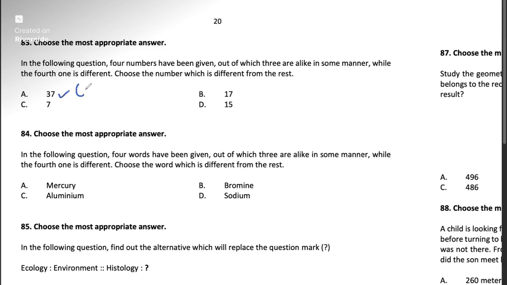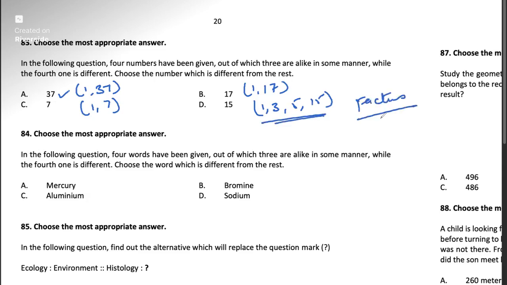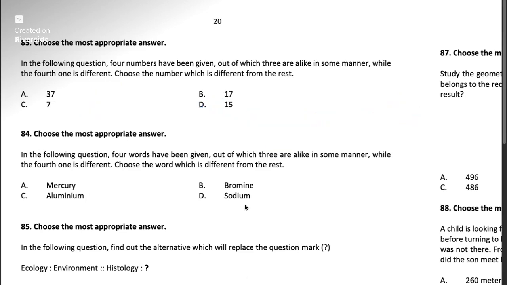A prime number has only 2 factors, 1 and itself. But this number has these many factors. So D over here is a composite number. So absolutely D is the correct answer.